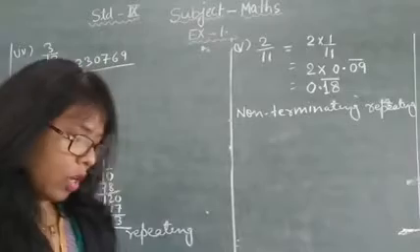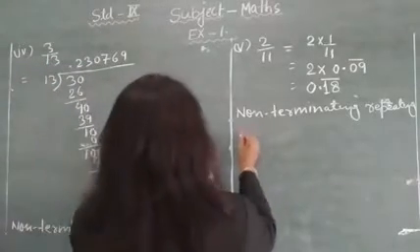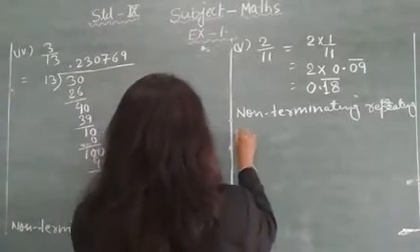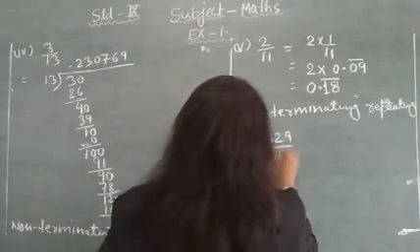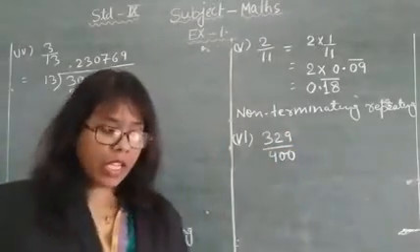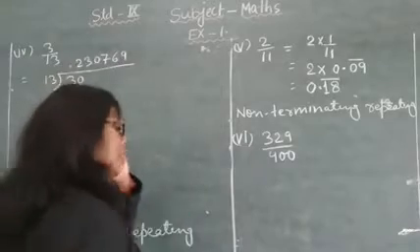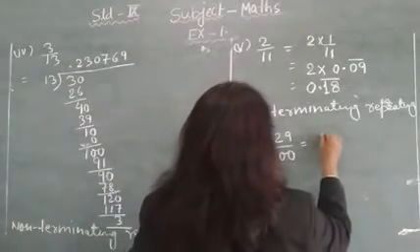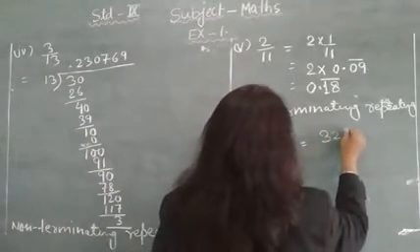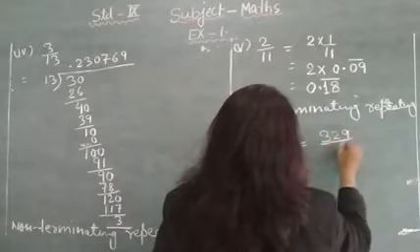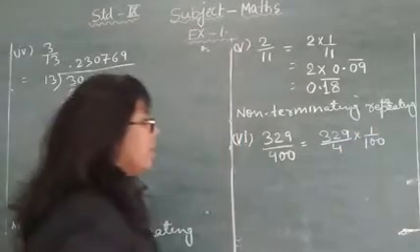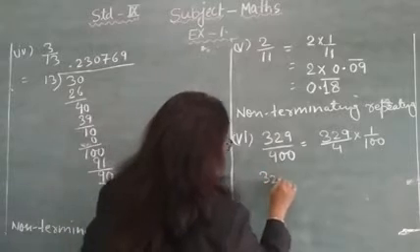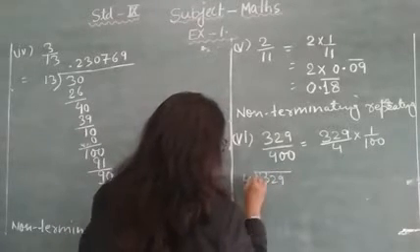Fine. Now come to the next one. This is the sixth one, 329/400. Now see how we can find 329/400. We can write 329 divided by 4 multiplied by 1/100. Find 329 divided by 4.